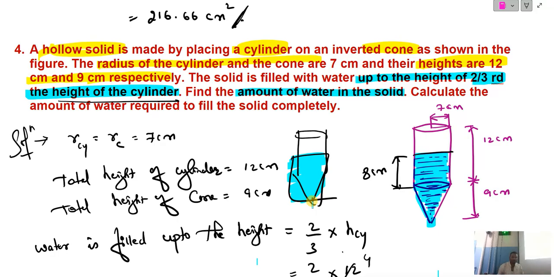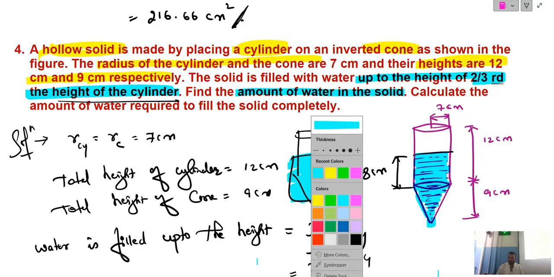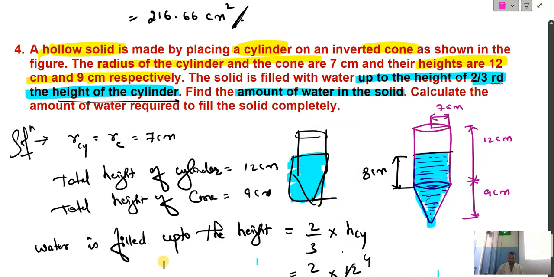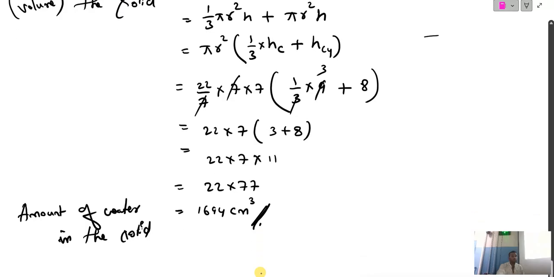So you will get the remaining portion. How much volume is left out? Understood? Calculate the amount of water required to fill in the solid. How do we have to calculate? Now we have to calculate what? Total volume of the solid. Correct now? Yes, sir. Now first let me calculate.